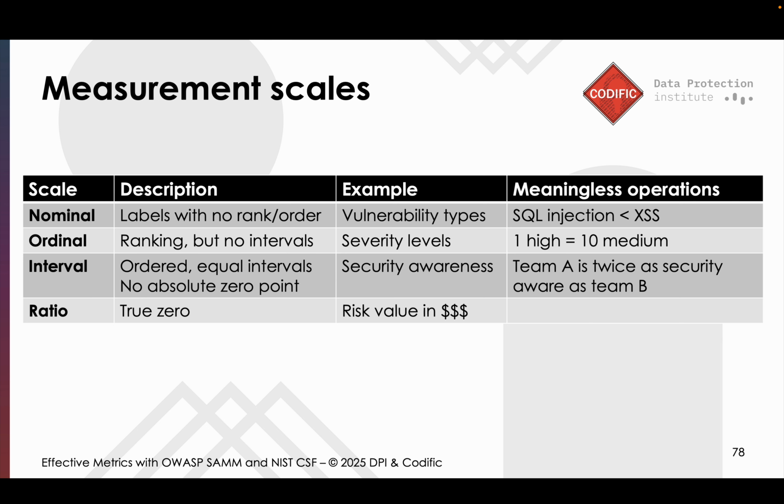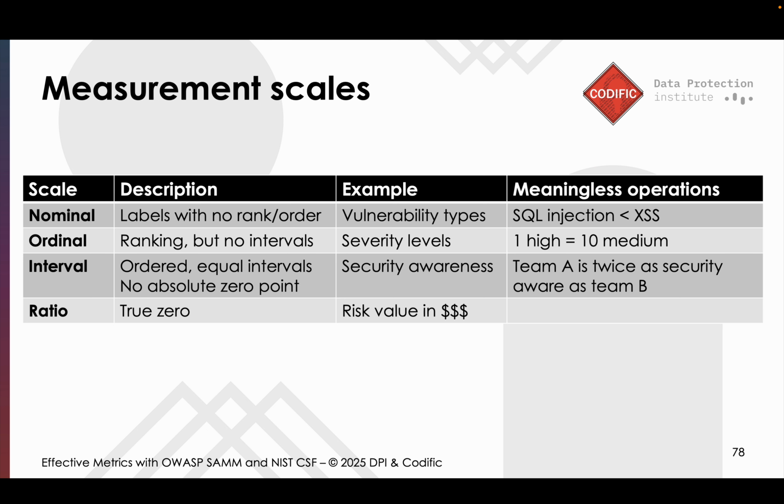First, we have the nominal scales. These are just labels or categories. There is no ordering or comparison possible between the nominal scales. Think of vulnerability types. Saying, for instance, that SQL injection is worse or better than XSS doesn't make any sense at all in this world. Just like in the real world, actually.